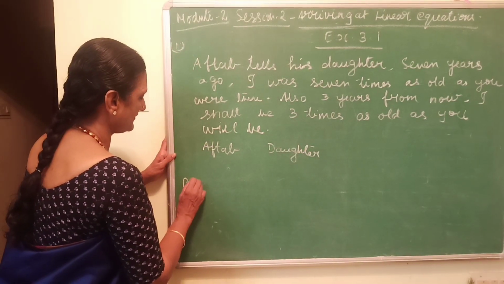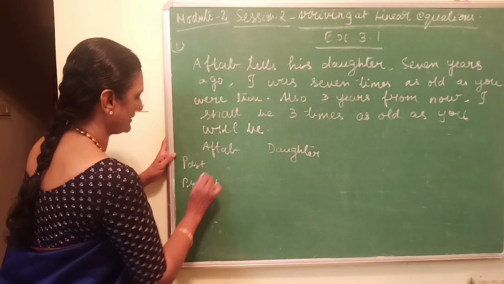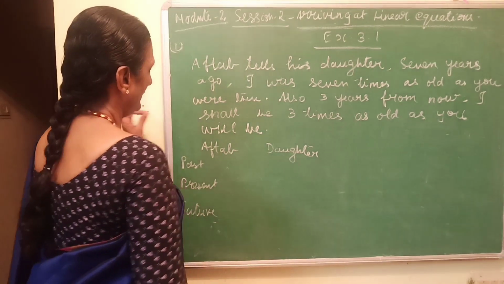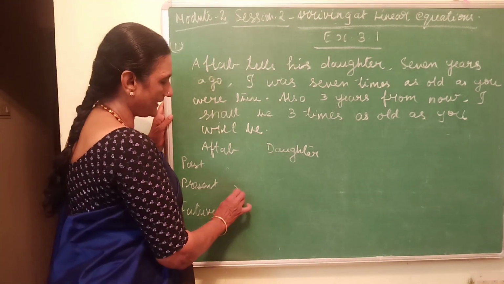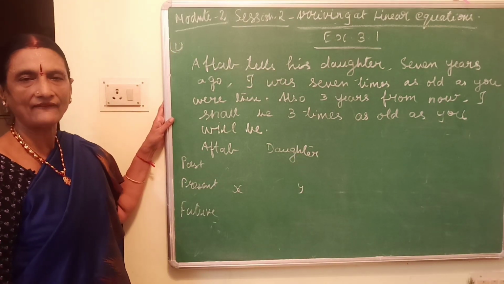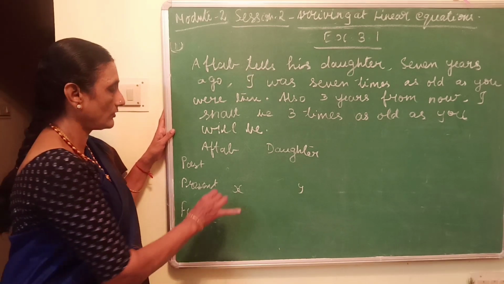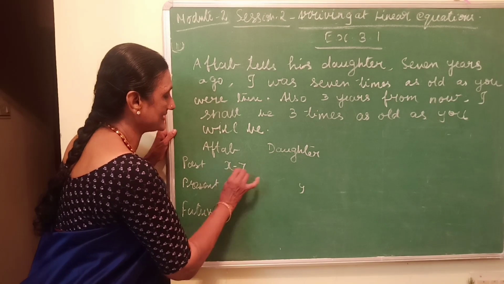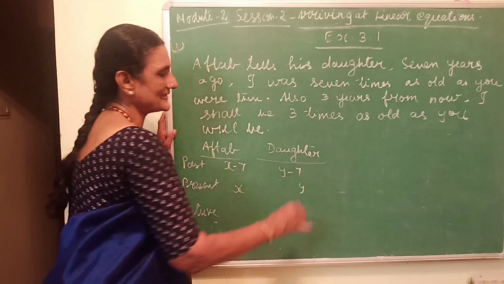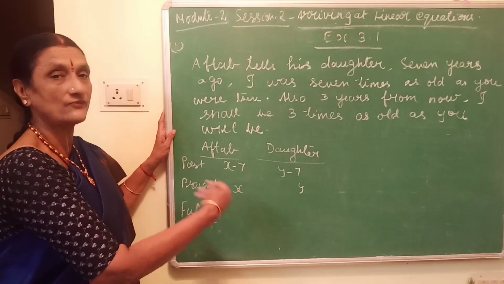So the present age we can have here, and there is a past age and there is a future age also which are compared. Now present age of Aftab be X, present age of daughter be Y. We can have the columns like this. Now past, when? 7 years ago. So his age will be X minus 7. What about daughter's age at that time? Y minus 7.